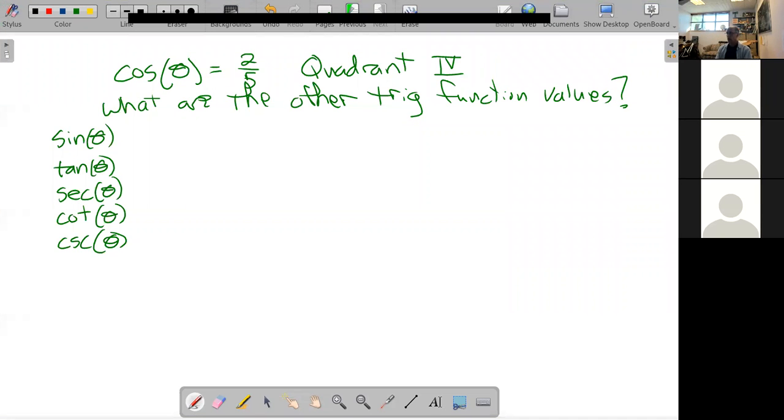All right, so we know we don't know the angle, but we know the cosine is 2/5, and we know that we're in quadrant 4. So the first thing I really need to do here is draw a picture of this.